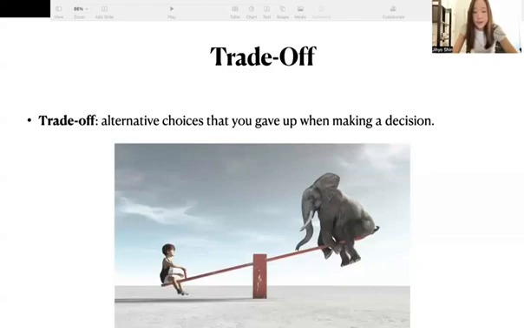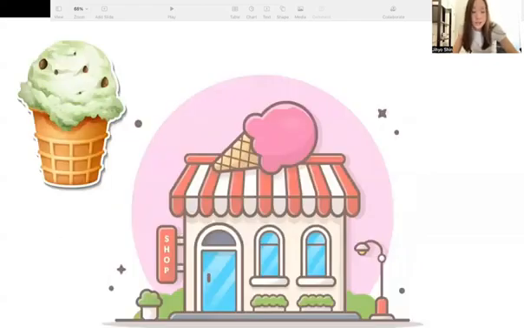For example, you walk into an ice cream shop for dessert and you have options of chocolate, vanilla, matcha, and mint chocolate. If you choose to have mint chocolate, then chocolate, vanilla, and matcha flavor ice cream will be your trade-offs.